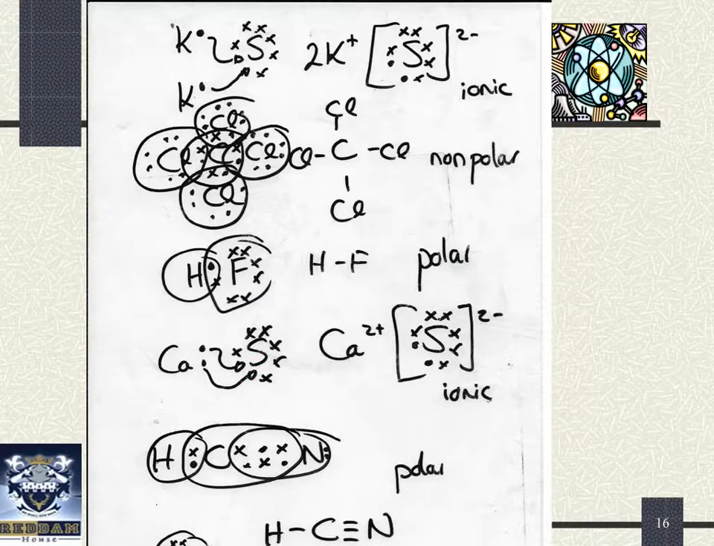Calcium and sulfur, metal to nonmetal, ionic transfer. Hydrogen cyanide is carbon bonded to hydrogen and to nitrogen. Triple bond to the nitrogen. So I'd have triple bond to the nitrogen, single bond to the hydrogen, and that is also a polar molecule.